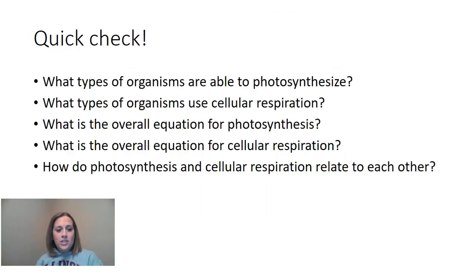So here's our quick check. This time you've got 5 questions. Number 1: what types of organisms are able to photosynthesize? Number 2: what types of organisms use cellular respiration? Number 3: what is the overall equation for photosynthesis? Number 4: what is the overall equation for cellular respiration? And finally, number 5: how do photosynthesis and cellular respiration relate to each other?